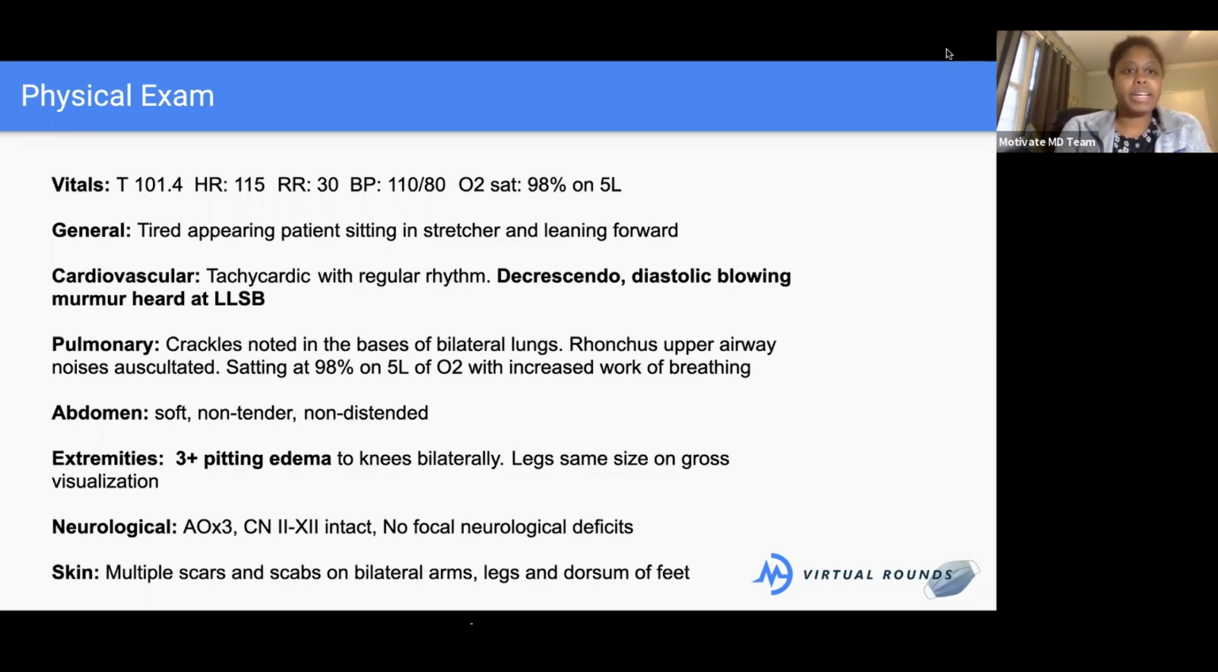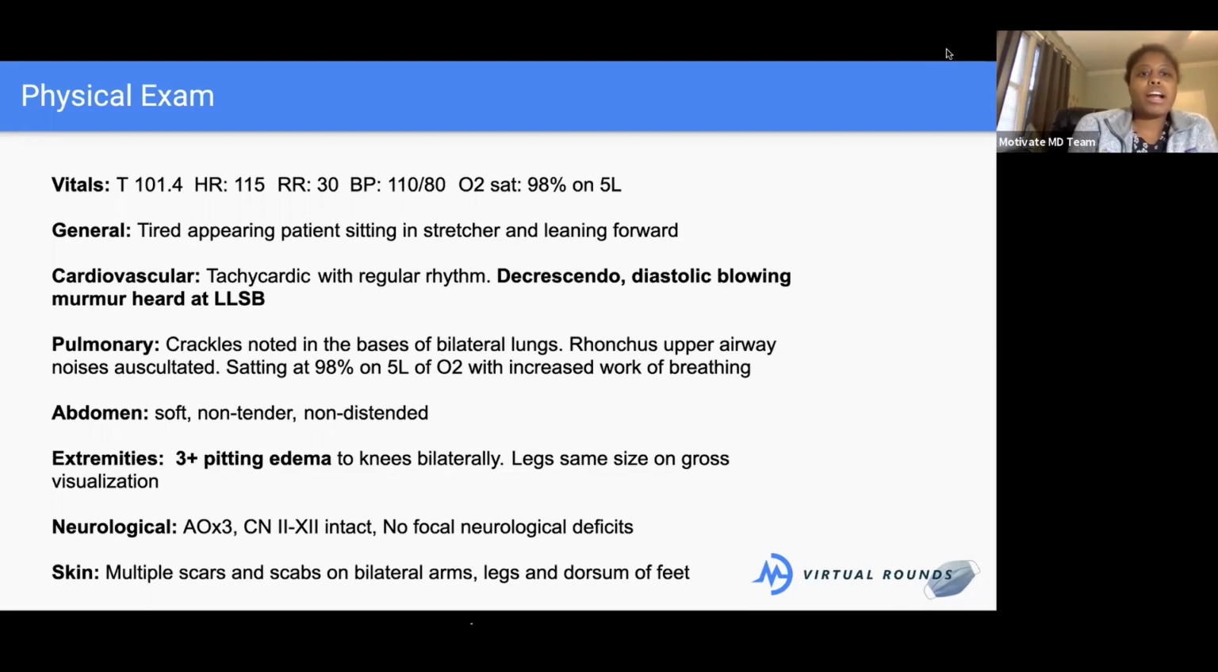So when I looked at this patient, he was tired. He was sitting up at the stretcher, not laying back like patients normally are. He was really leaning forward and almost tripoding, not exactly. On auscultation of his heart, he was tachycardic, but with a regular rhythm. The first time I listened to him, I didn't hear anything, but then I went back and listened to him, and I actually heard a decrescendo diastolic blowing murmur, best heard at the left lower sternal border.